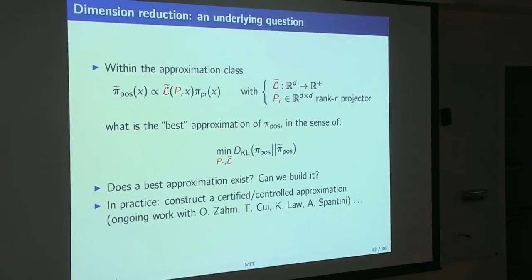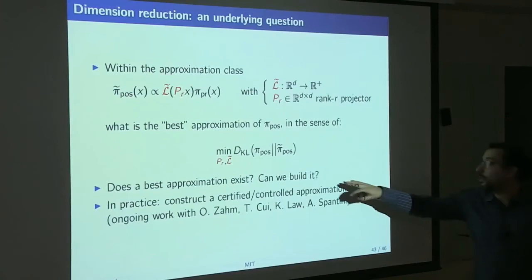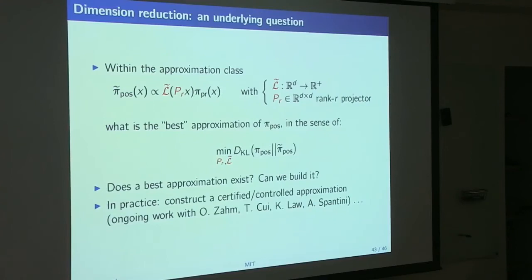What is the best such approximation? Does it even exist and can we build it? In general, I don't think this problem is tractable, but what we may be able to do in practice, what we're working on, is constructing certified or controlled approximations. So what you can actually do is derive an upper bound for this KL divergence and minimize the upper bound. And that upper bound actually has no uncontrolled constants, so in that sense, it would be a certified approximation.